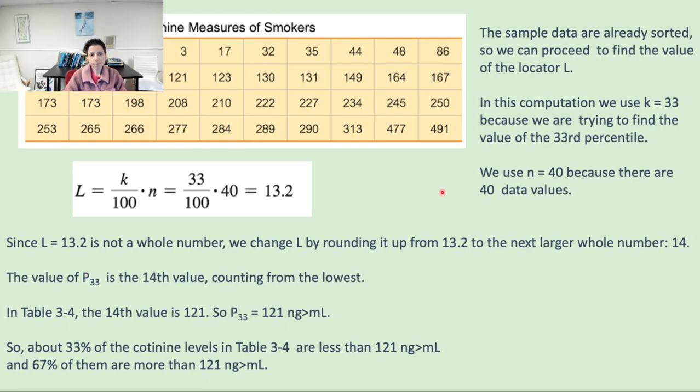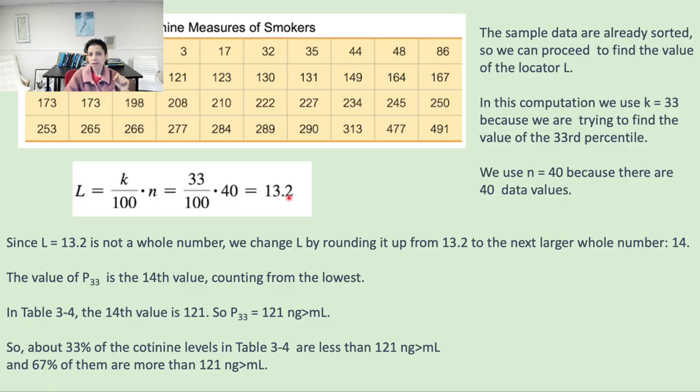Let's do an example. So we're looking for the 33rd percentile in this table of codeine levels. So number one, the first step was sorting it in order of magnitude. It's already done for us, so that's great. So then we can move on to finding L. L was equal to k, which is the percentile we're looking for, over 100 times n. k is 33. We're looking for the 33rd percentile. 33 divided by 100 times 40, because there are 40 numbers, equals 13.2.